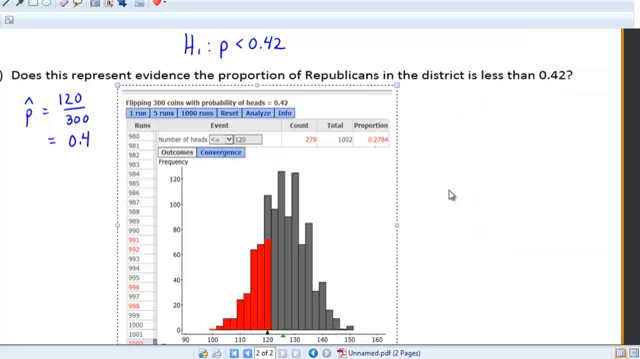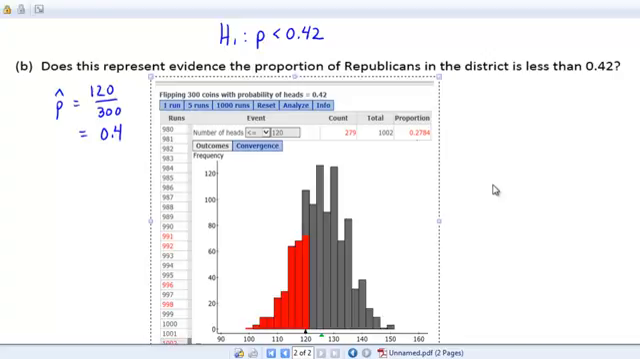0.278. So, how likely is it to get 120 or fewer who say they're Republicans when the population proportion is assumed to be 0.42? The likelihood is 0.2784, meaning if I conducted this study 1,000 different times and the population proportion is 0.42, I would expect to get this type of result about 278 times. Bottom line, it's not that unusual to get a sample proportion of 0.4 or less from a population whose proportion is assumed to be 0.42.